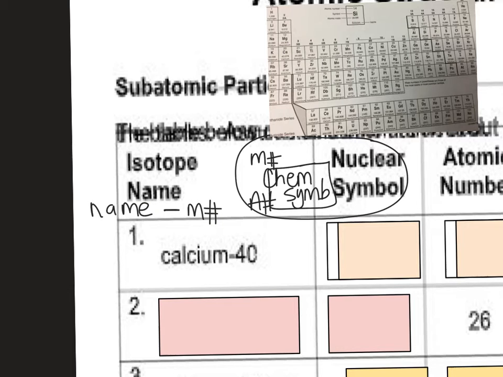Okay, and that's what we see here. So we have our chemical name, calcium. We have a nice little dash in the middle, and we have 40 written on the other side of it. I probably should not have wrote over that. My bad. There you go. All right, so we have a little dash in the middle.